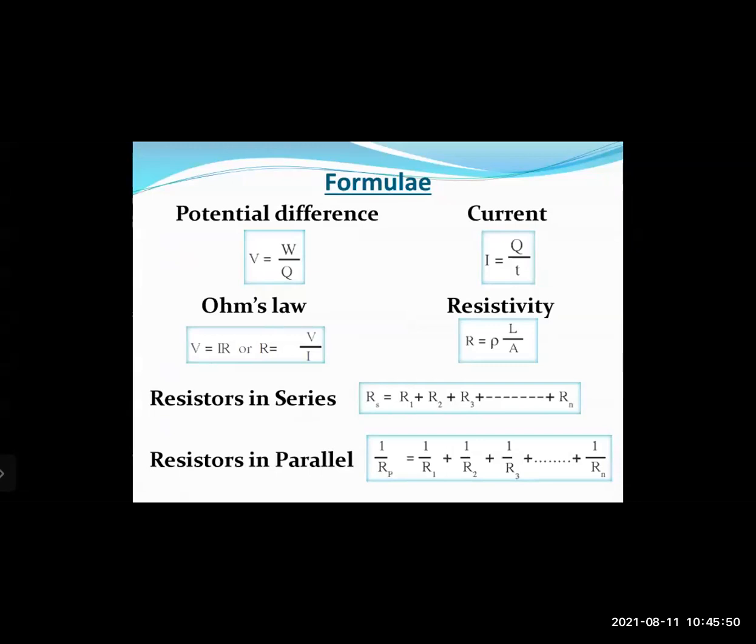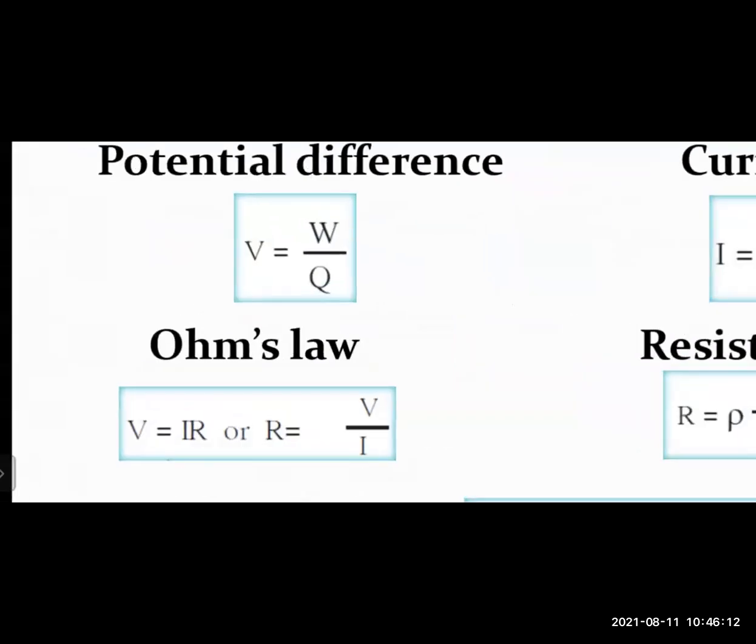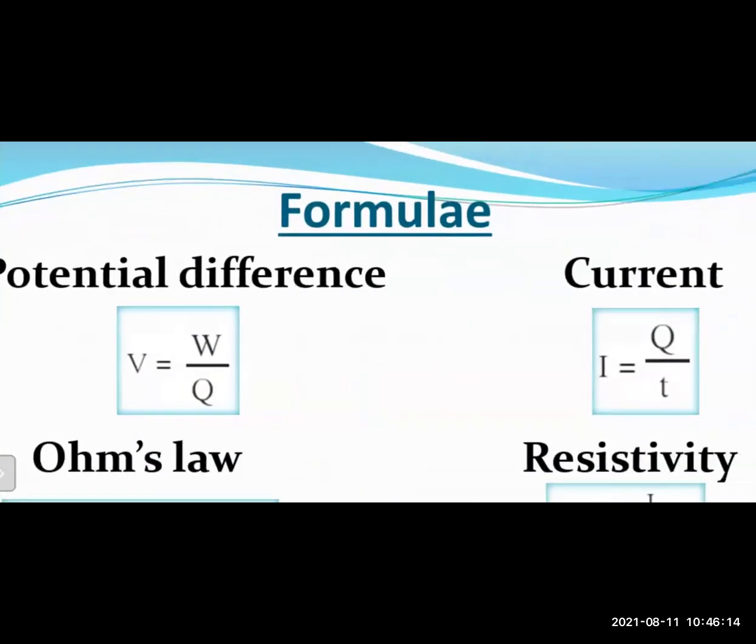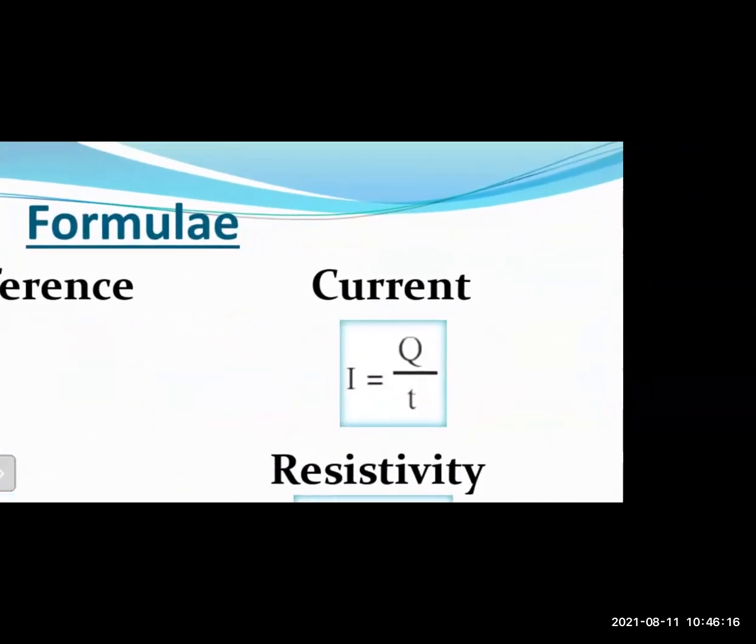So potential difference is given by V equals W upon Q. Potential difference is defined as the amount of work done to carry a unit positive charge from one point to another point. So it is work done divided by total charge transferred. V stands for potential difference, W is for work, and Q is for the amount of charge that is transferred. Then we had seen the concept of current, I equals Q upon T.